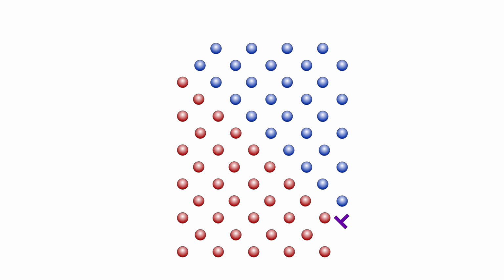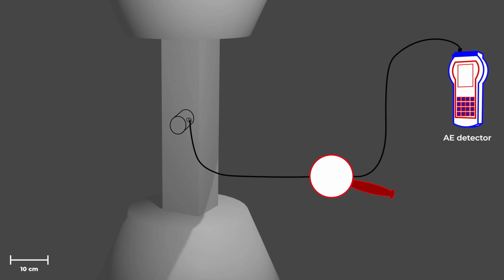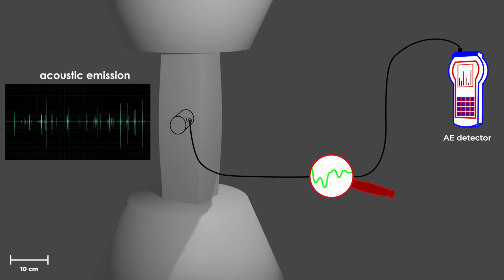deformation. During the deformation, the collective movement of dislocations causes emission of ultrasonic acoustic waves. Now, you can hear an example of such an emission transformed into the audible frequency range.